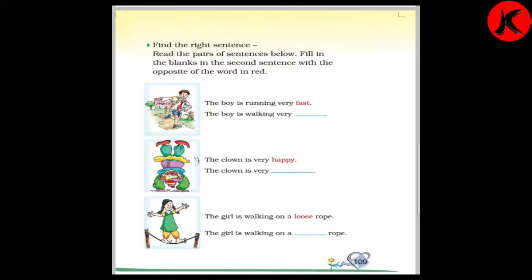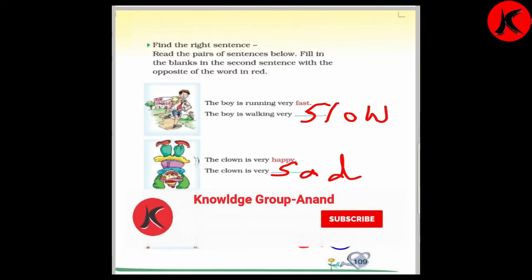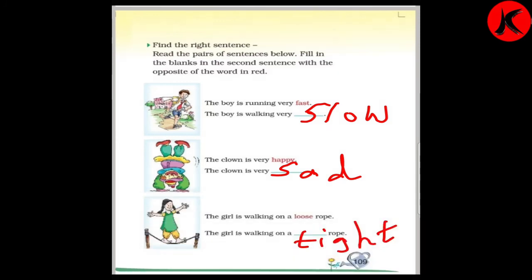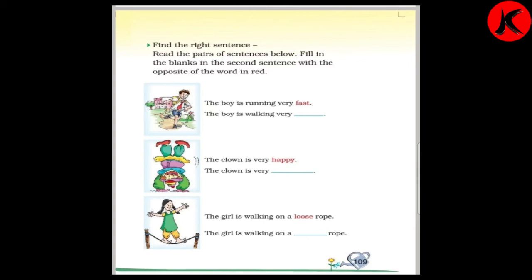Again we'll write. The boy is running very fast. The boy is walking very slow. Slow, slow. The clown is very happy. The clown is very sad. The girl is walking on a loose rope. The girl is walking on a tight rope. Tight, tight rope. Now we'll go to the next page.